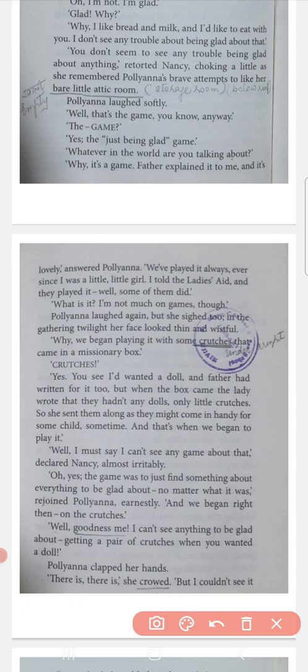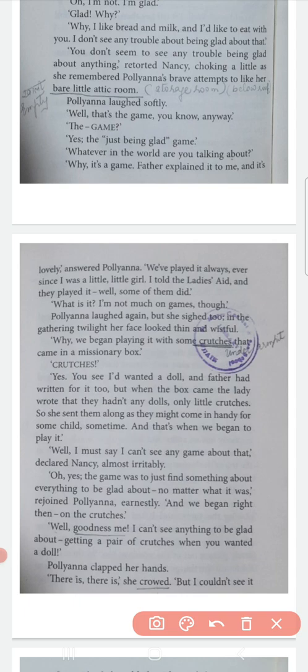Father explained it to me, and it's lovely, answered Pollyanna. We have played it always ever since I was a little girl. I told the ladies' aid and they played it. Well, some of them did. What is it? I'm not so much on games. Pollyanna laughed again, but she sighed too. In the gathering twilight, her face looked thin and wistful.